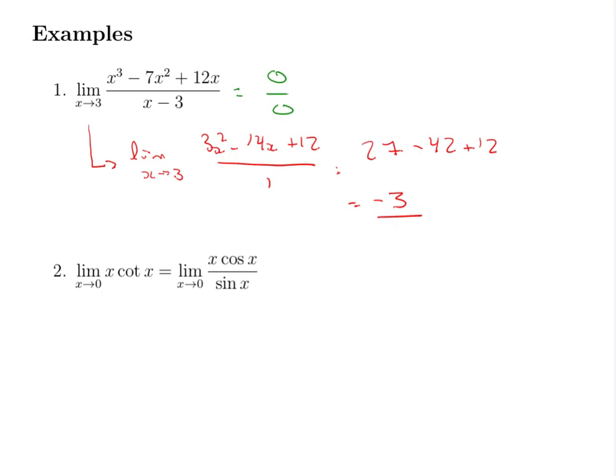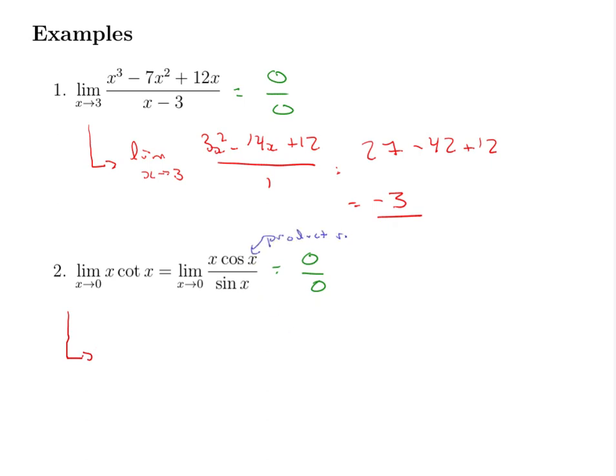This trig one is kind of tricky. We've got x times cotangent of x. So what we'll do is rewrite cotangent as cosine over sine. That's a nice thing to notice. So now we've got 0 over sine of 0, which is 0. So let's use L'Hopital's Rule. We're going to take a look at the derivative of the top and the derivative of the bottom. On the top, you're going to have to use a product rule.